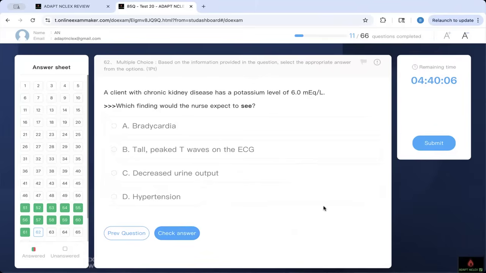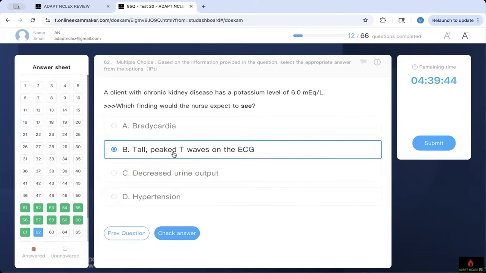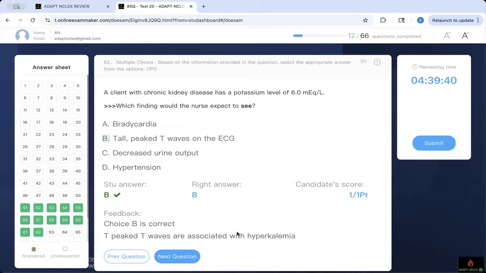62. A client with chronic kidney disease has a potassium level of 6. Which of the following should the nurse suspect? Bradycardia, tall peaked T wave on an EKG, decreased urine output, and what? Hypertension. If that potassium is 6.0, what should you expect? If you assess them, you're not going to see bradycardia, you're going to see tachycardia, arrhythmia, and a peaked T wave. You try to increase your urine output to what? Get rid of the fluid.